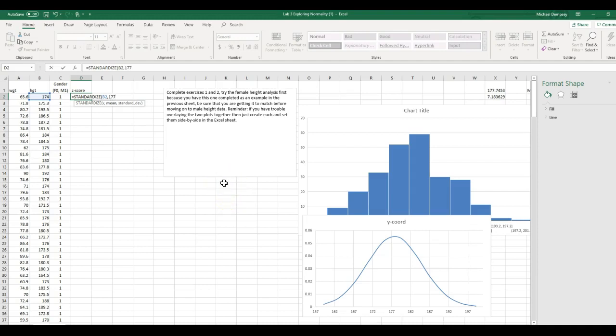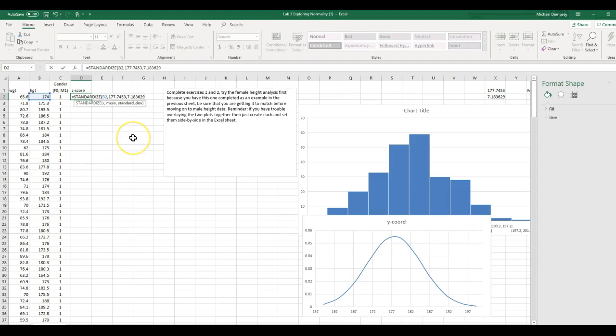177.7453 is the mean, and the standard deviation is 7.183629. Don't worry if you don't go as specific on your rounding as that.